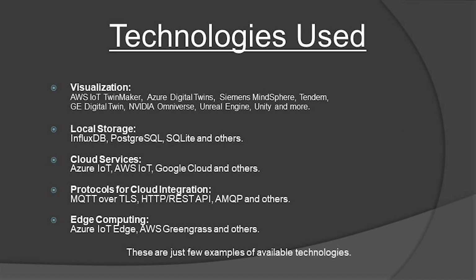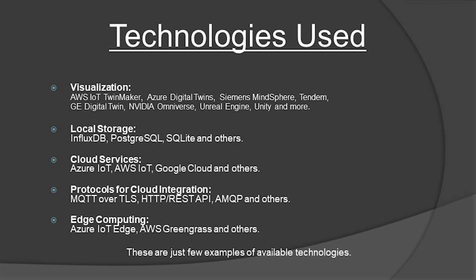Visualization platforms like AWS IoT TwinMaker, Azure Digital Twins, Siemens MindSphere, Tendum, Grafana, GE Digital Twin, NVIDIA Omniverse, Unreal Engine, Unity and more. Local storage like InfluxDB, PostgreSQL, SQLite and more. Cloud services like Azure IoT, AWS IoT, Google Cloud and others. Protocols for cloud integration like MQTT over TLS, HTTP REST API, AMQP and more. Edge computing platforms like Azure IoT Edge, AWS Greengrass, Google Cloud and many others.